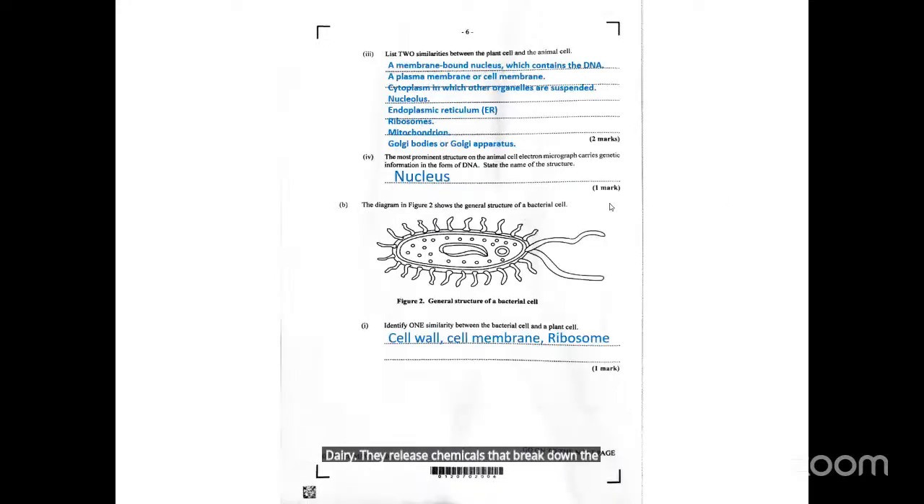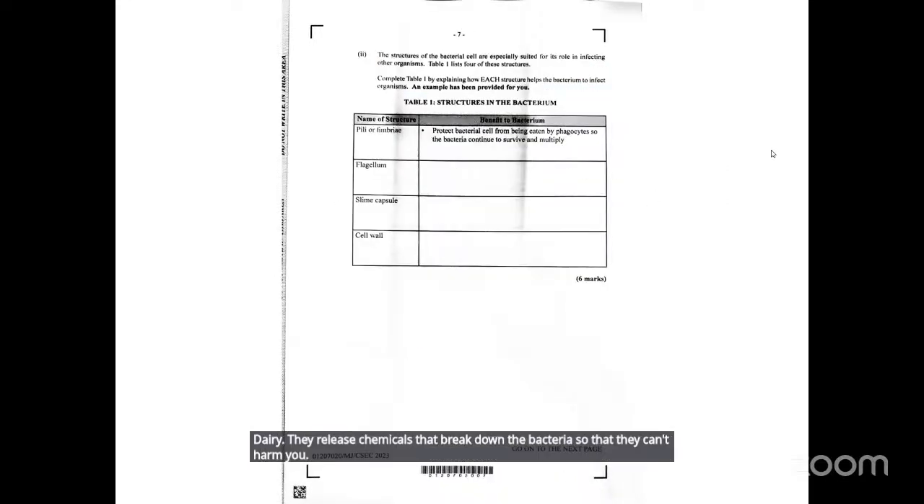Who can tell me that? Caribbean. Yes. They release chemicals that break down the bacteria so that they can't harm you. Who is that? Cairo. Not necessarily. Sir, are these the white blood cells that engulf and absorb the bacteria? And what does engulf mean? So they consume or they absorb the bacteria?